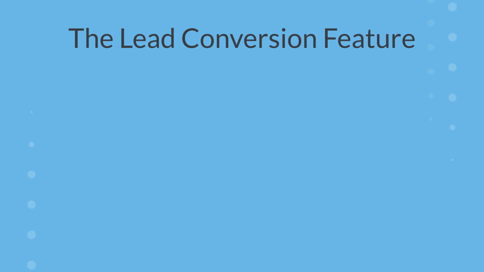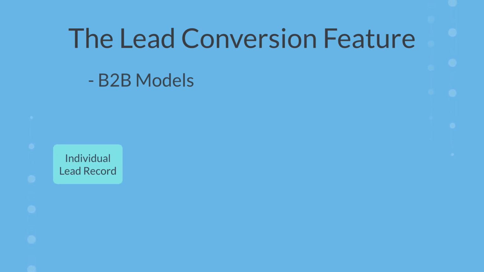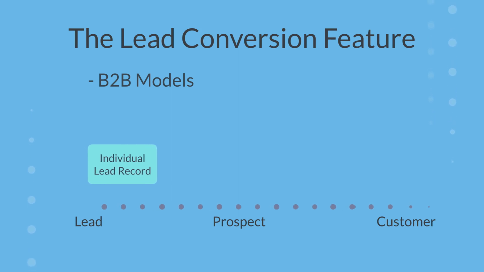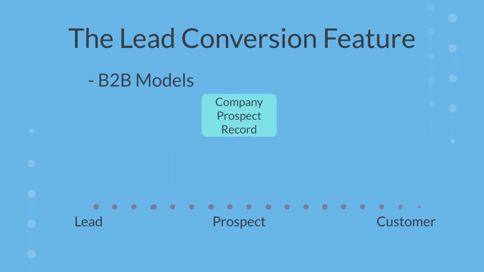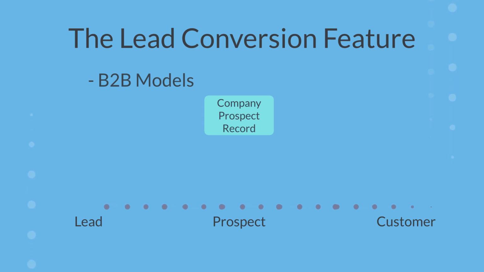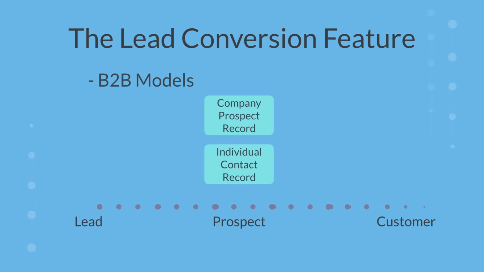The second lead conversion workflow uses the lead conversion feature. This workflow is the most helpful for B2B, business to business models. In this workflow, leads are created with individuals who work for a specific company. Then, when the record converts from a lead to a prospect, the record splits into two records. First, a prospect record is created for the company, and second, a contact record is created for the individual from the company. While the lead record began as an individual type, when it converts to prospect, it becomes a company type with an associated contact record.